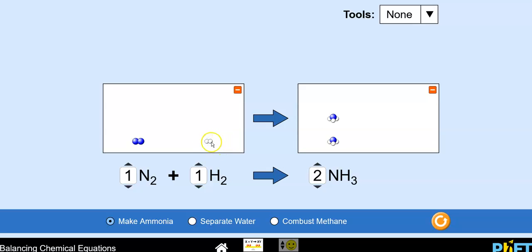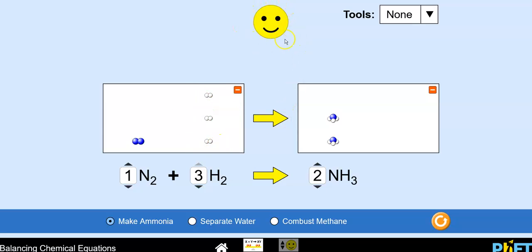There are two hydrogen atoms on the reactant side. But looking over on the product side, there are six hydrogen atoms. So we've got more on the product side than the reactant side. Well, we can adapt to that by changing the coefficient in front of the formula for hydrogen. If I click the up arrow and change that to 2, we're a little closer now, but still not balanced. We've got two hydrogen molecules for a total of 4 hydrogen atoms on the reactant side, but we still have 6 hydrogen atoms on the product side in those two ammonia molecules. So I need to do this one more time and get 3 hydrogen molecules on the reactant side.